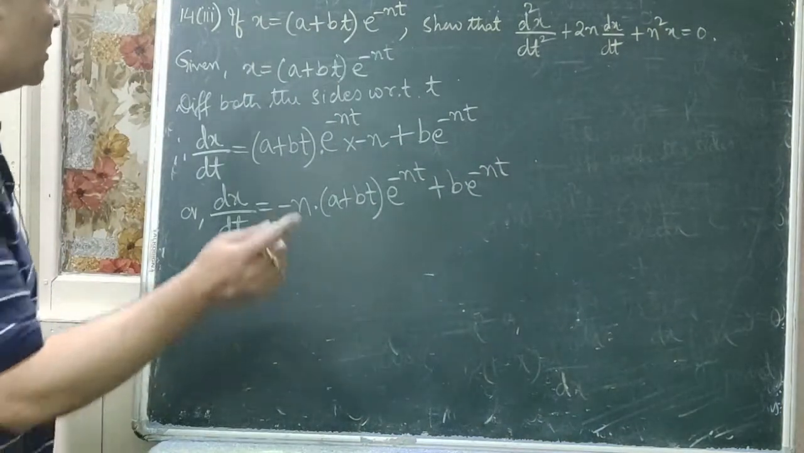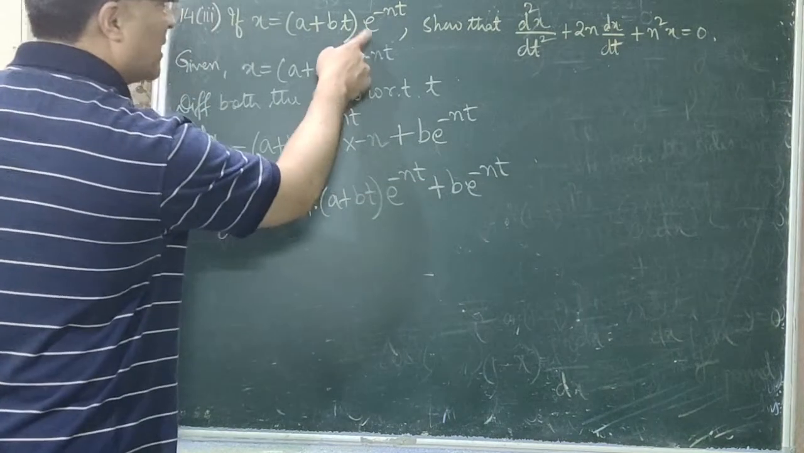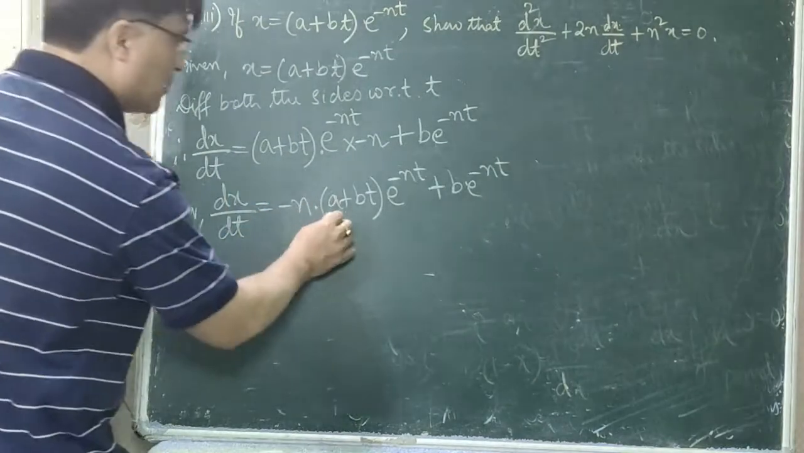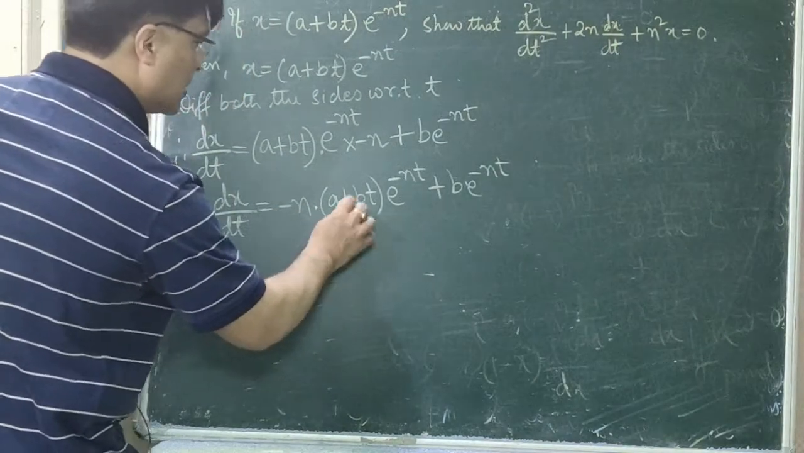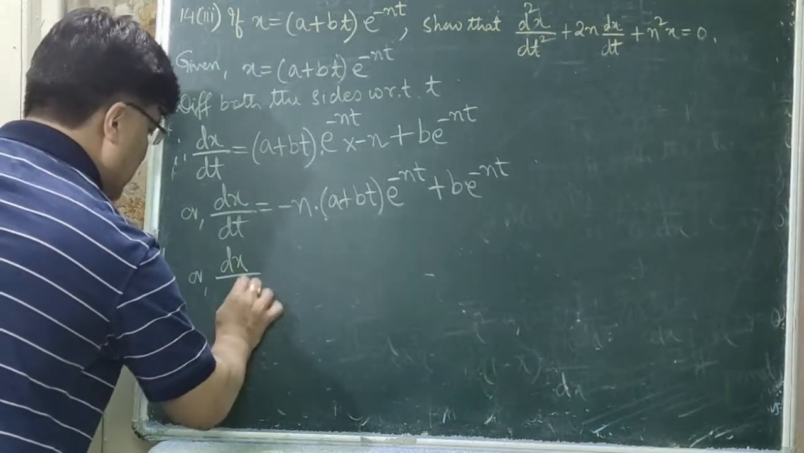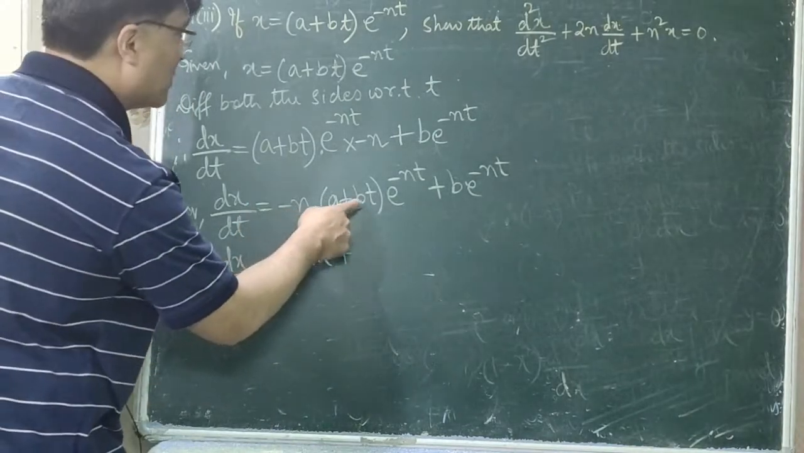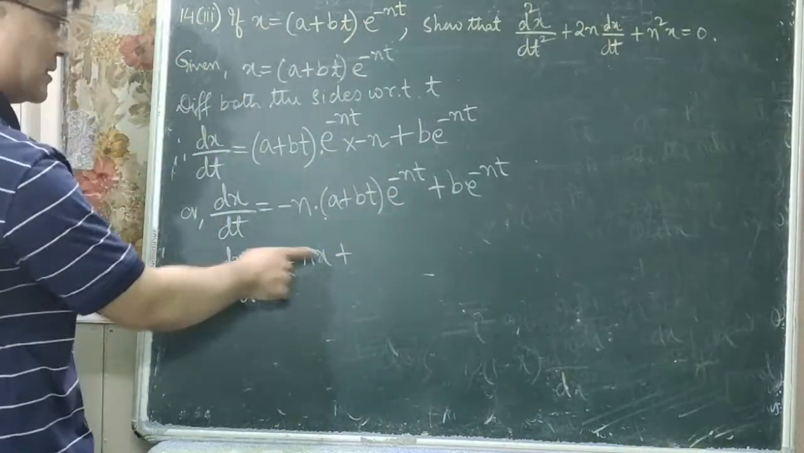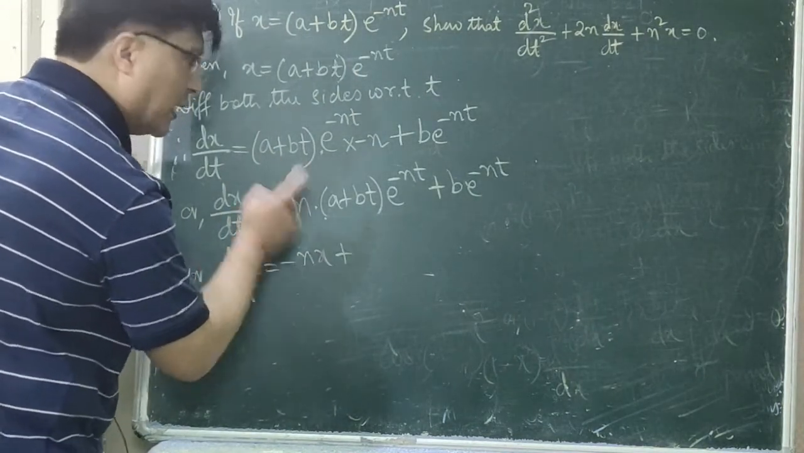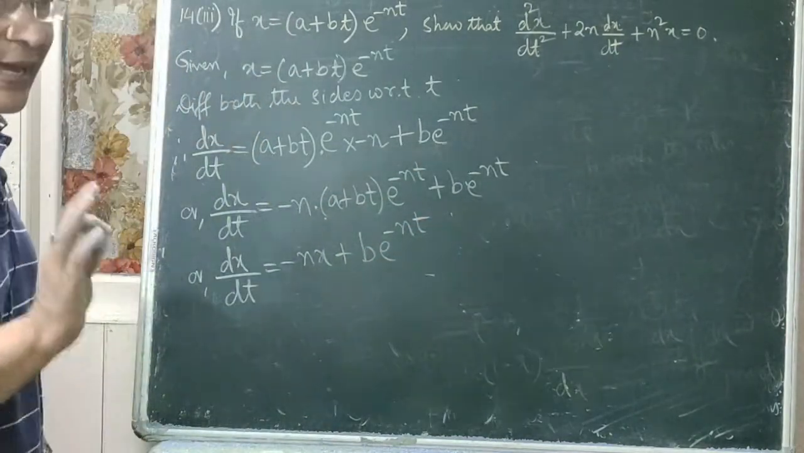Is that clear? So now instead of a plus bt into e to the power minus nt, you can write x. Instead of this expression, you can write x here. So dx by dt is equal to minus nx plus, because you know that a plus bt into e to the power minus nt is x, isn't it? So this will be minus n into x plus b e to the power minus nt, kept as it is.